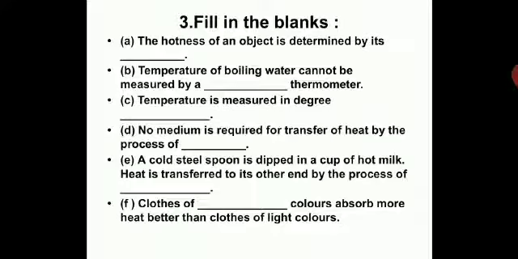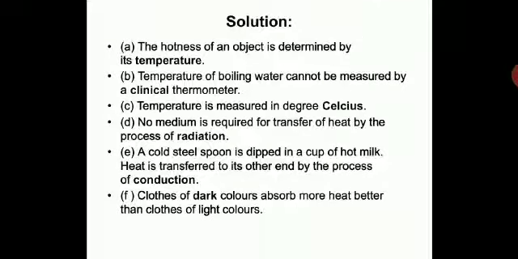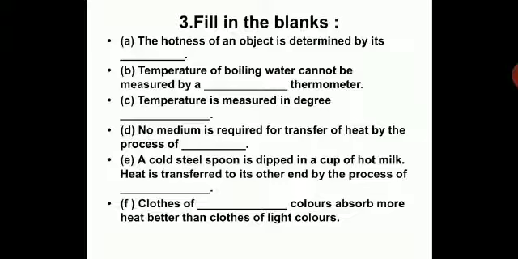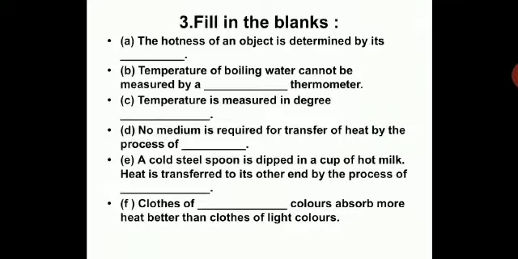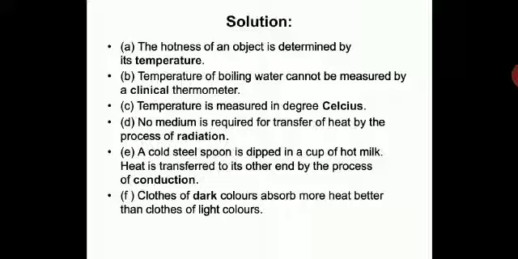Then filling the blanks. First one, the hotness of an object is determined by its dash. So the answer will be temperature. Next, temperature of boiling water cannot be measured by a dash thermometer. So can you guess the answer? Let us see. Clinical thermometer is the answer for the second one. Then, the temperature is measured in degree dash. So that will be Celsius.